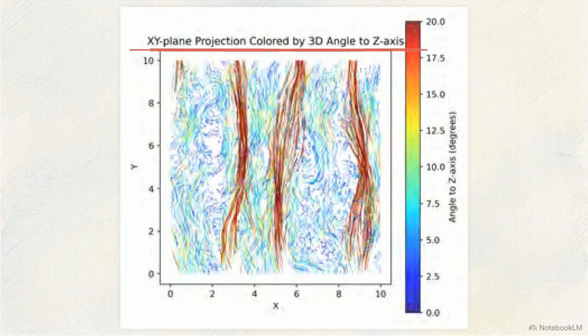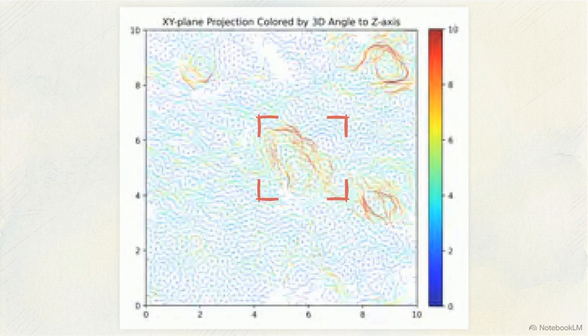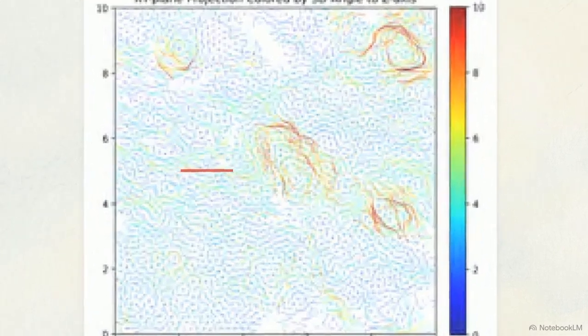Looking at this projection colored by the angle to the z-axis, we can identify the specific distribution of local misalignment throughout the cross-section. In this detailed view, we can identify concentrated orange and red clusters. These represent pockets of high-angle misalignment, mimicking the clustered defects found in actual manufactured composites.